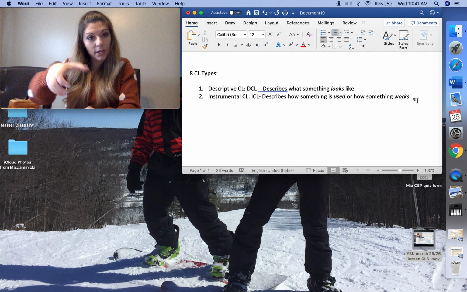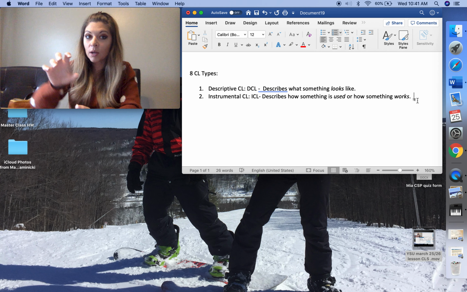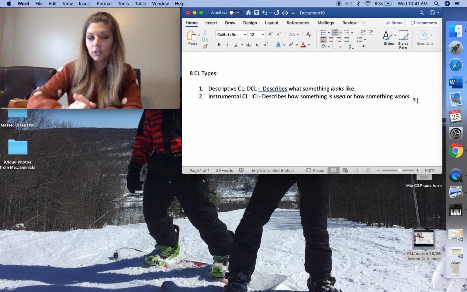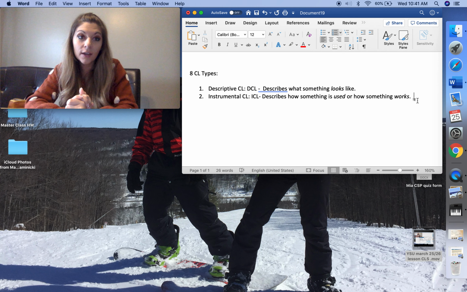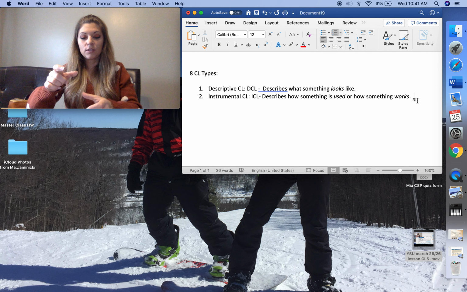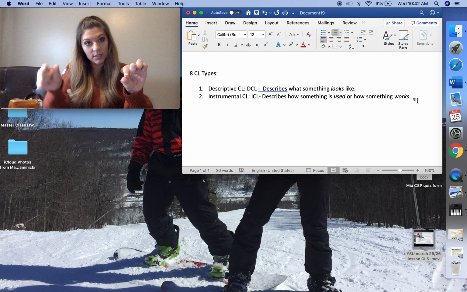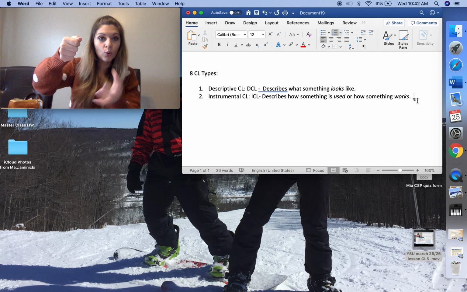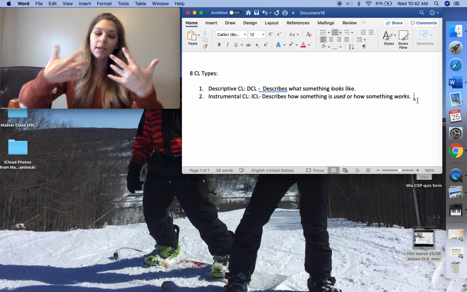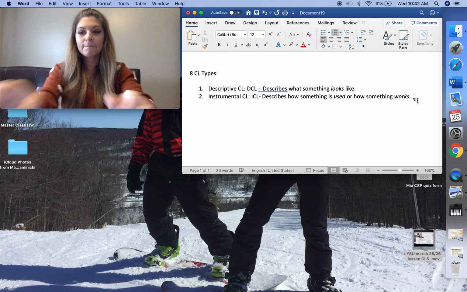Doorknobs. How does it work? I turn the doorknob, but is it a round doorknob, or is it a tea kettle? It's got its spout here, so I'm using a descriptive classifier to show what it looks like, a handle, but once I pick it up and pour it and show something's pouring out of it, it becomes an instrumental classifier. Okay?